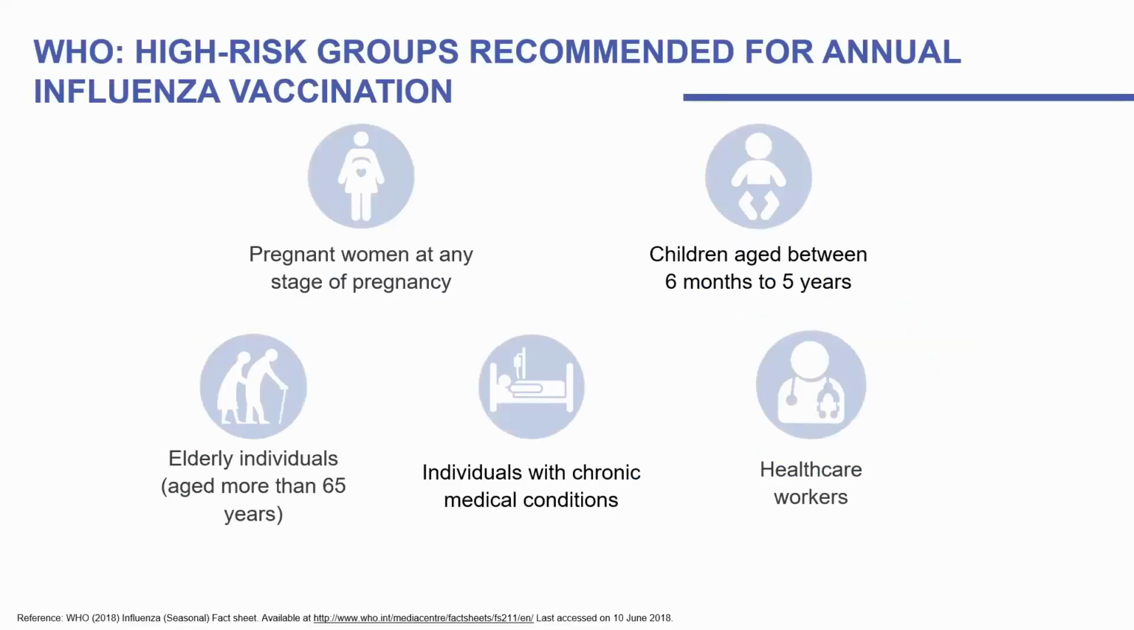So WHO has outlined the high-risk groups, and these groups are the main targets for the annual influenza vaccination. They include pregnant women at any stage of pregnancy, children with immature immune system, those between 6 months to 5 years, and elderly individuals who are 65 and above, individuals with any chronic medical conditions, as well as healthcare workers.